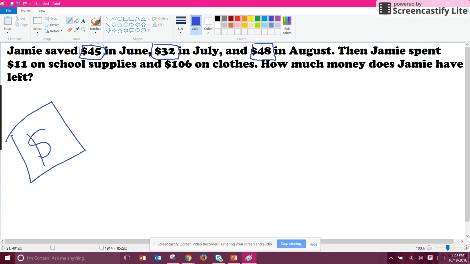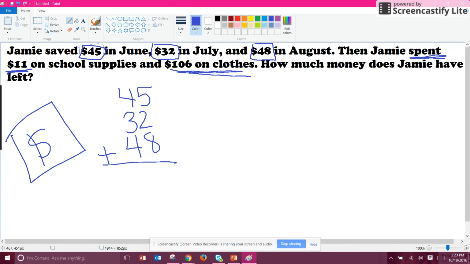Then Jamie spent, that's a big important word. What do you think that means? Addition or subtraction? Subtraction. Spent $11 on school supplies and $106 on clothes. That's more subtraction. How much does Jamie have left? So I know the second part is subtraction. How do we get the first part where she saved $45, $32, and $48? Yes, good. You have to add those values up to find out the total amount that she saved up before she walked in the store.